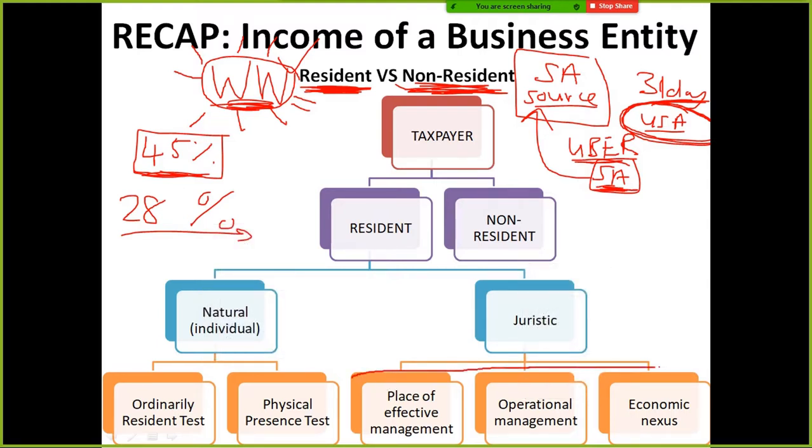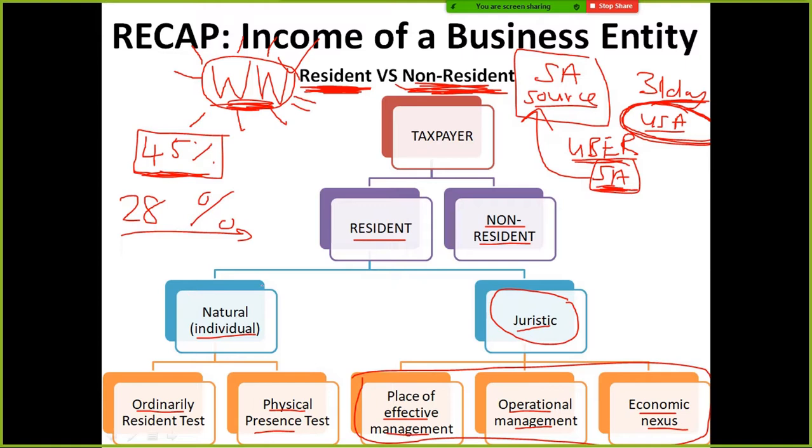There it is. Okay, economic nexus, place of effective management, operational management, and those are things that you need to consider when motivating whether a company is a resident or a non-resident. With natural persons, with individuals, so you and I, SARS will apply the ordinarily resident test or the physical presence test. If you're a company, you're juristic, and then they're going to be looking at the effective management, operational management, the economic nexus.